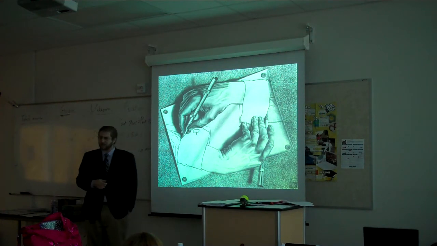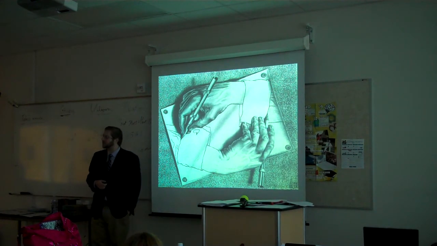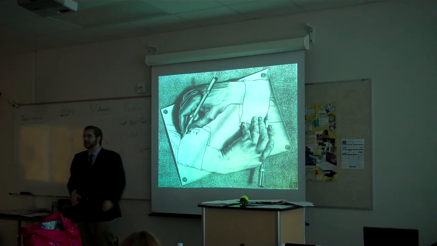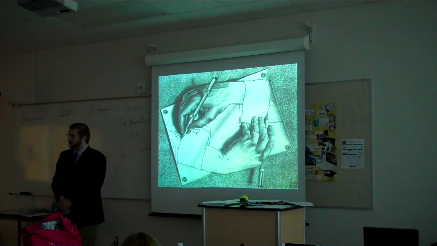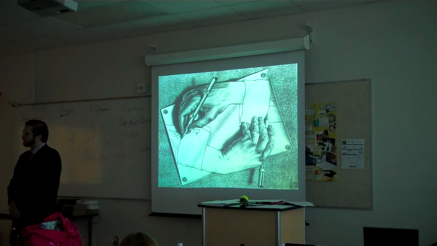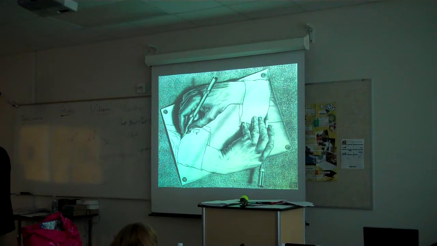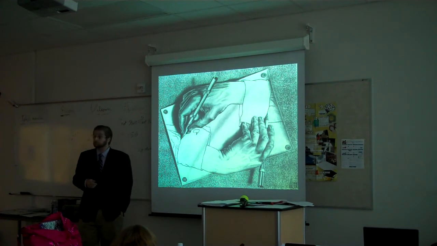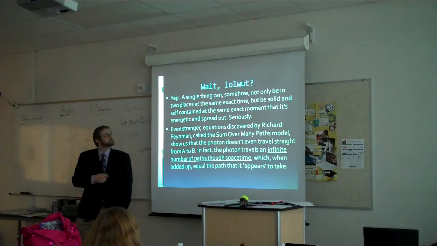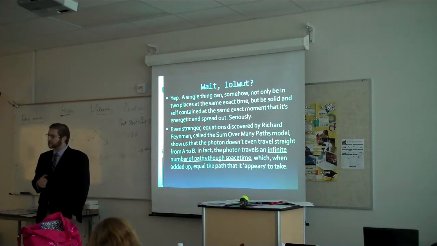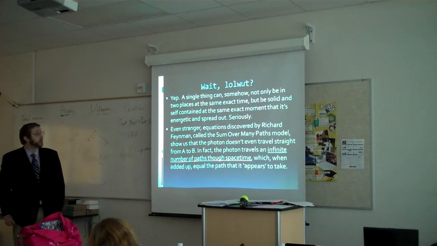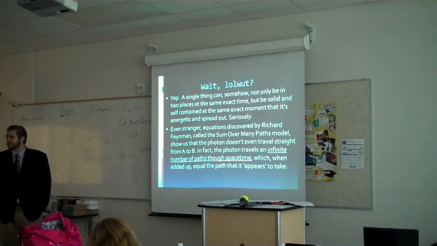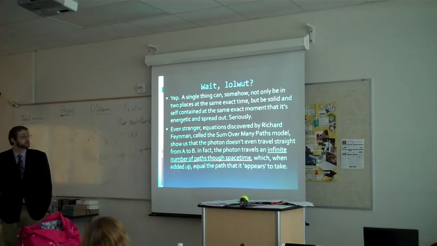But we see that there's this interesting union on a few levels. We see that space and time are the same thing. We see that electricity and magnetism are the same thing. And we've seen that certain things can be in two places at the same time and can interfere with themselves at the same time. Now, yeah, we do now know that a single thing can be in two places at the same time and can be solid and self-contained at the same time as it's spread out.